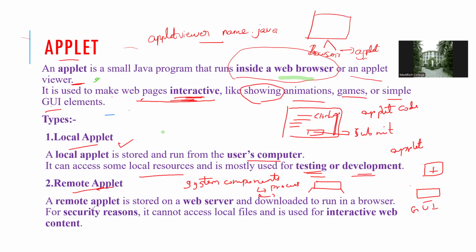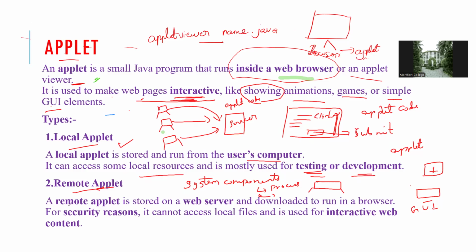Coming to remote applet, the remote applet is going to be on the server side. So actually we will be having a server like this, somewhere geographically. And we will be having systems somewhere, with multiple users sitting somewhere. These multiple users can access the server. So in the server, there will be many applet codes in the web pages.